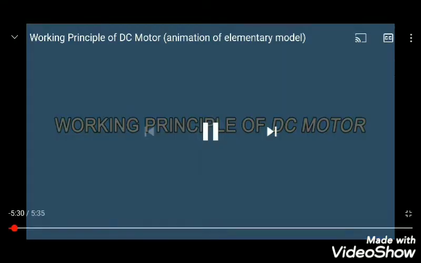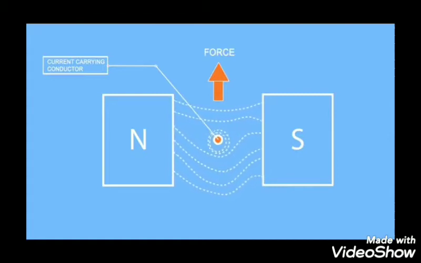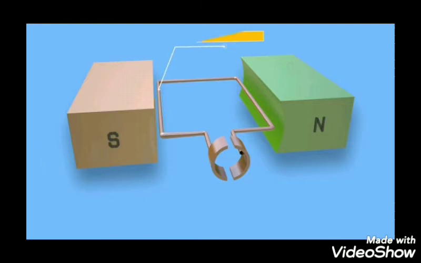Principle of DC motor by animation. What is the principle behind the motor? When a current carrying conductor is placed in a magnetic field, it experiences mechanical force. You can observe here, children, the current carrying conductor in the middle and the two poles of a magnet kept on either side, and the conductor in between experiences force. This is the main principle behind the motor.